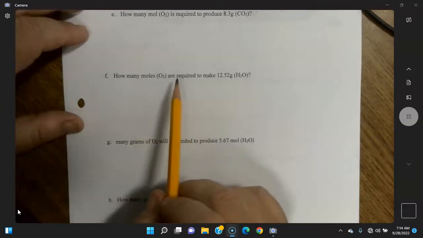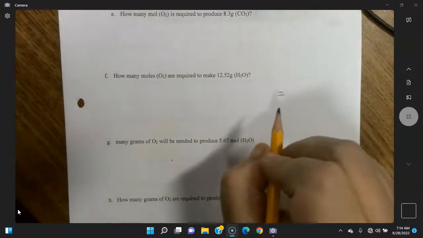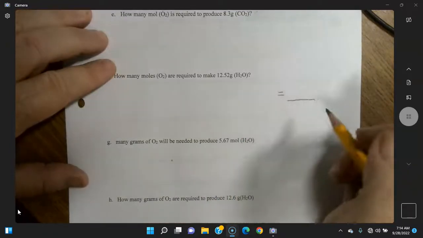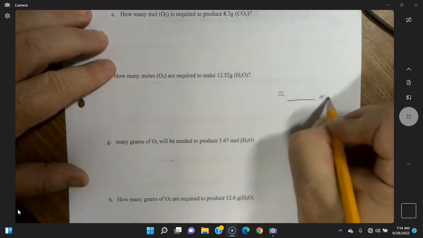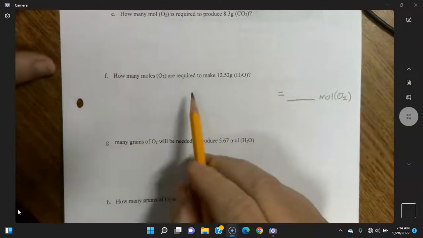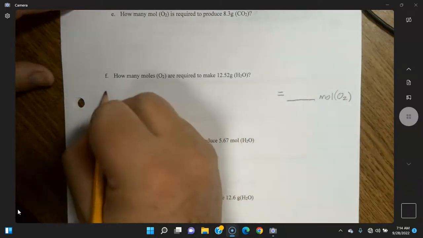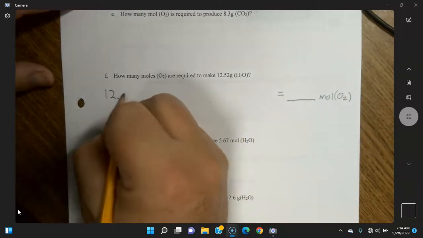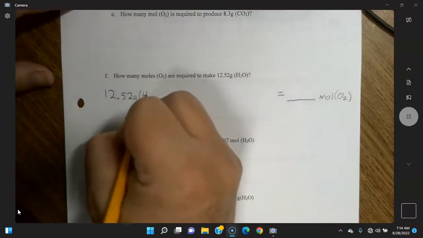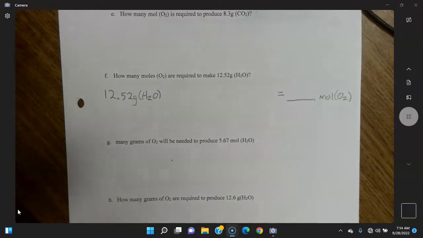So how many moles of O2? So right away, again, try to wean yourself, get off of using the graphic organizer, but use it as you need it. So it's asking moles of O2, okay, are required to make 12.52 grams of H2O. So put that way over here. Leave yourself a lot of space for the boxes. You may not be sure how many you need. Okay, so there we are.